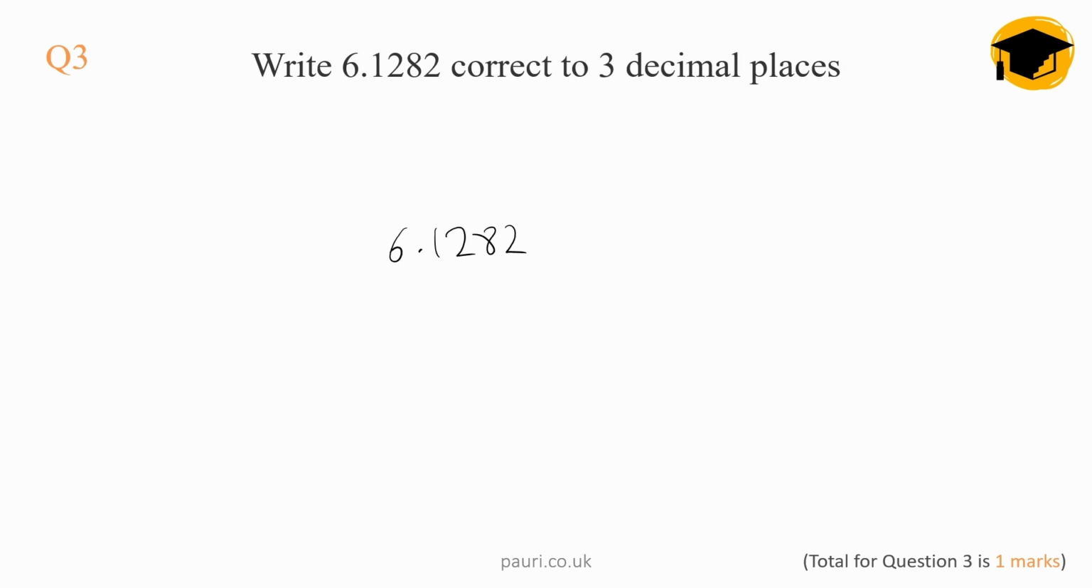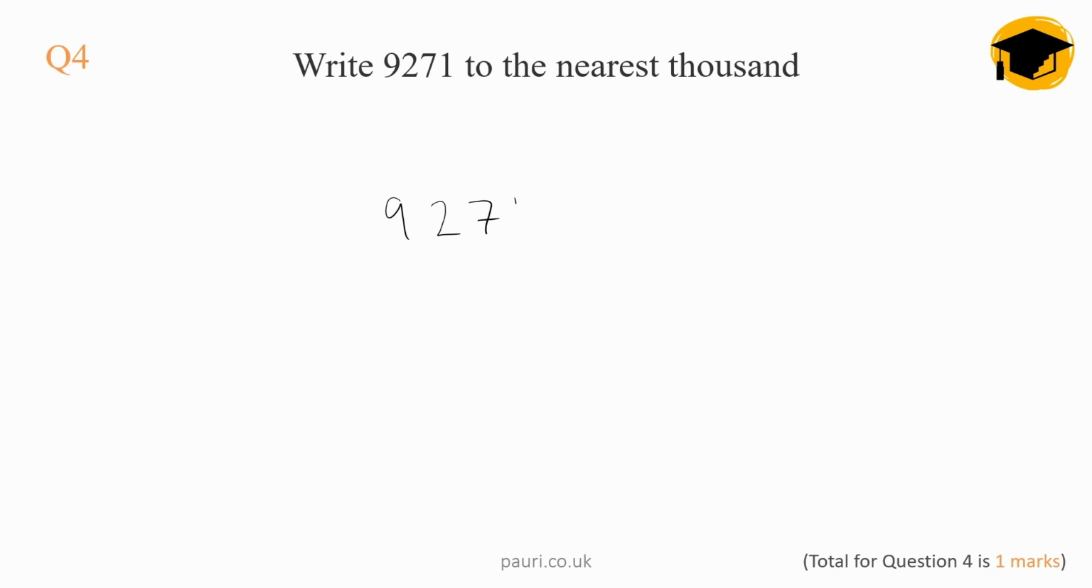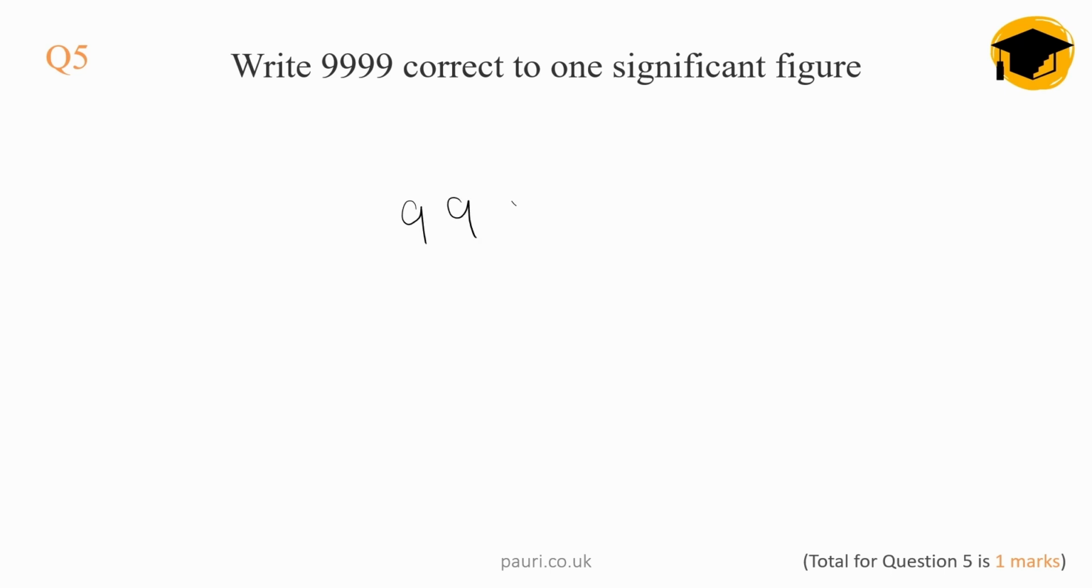6.1282, correct to 3 dp. So 1 number, 2 numbers, 3 numbers after the decimal. Is the next number 5 or above? No, it's not. So my answer is 6.128, 1 mark. 9,271 to the nearest 1,000. This is thousands. Is that 5 or above? So that's the next place value. No, it's not. So my number is closer to 9,000. 9999, correct to 1 significant figure. Is the next number 5 or above? Yes, it is. So I need to round up, but I can't round the 9 up without going to 10. So my answer here actually is 10,000.